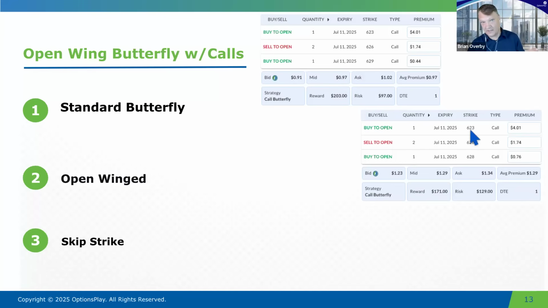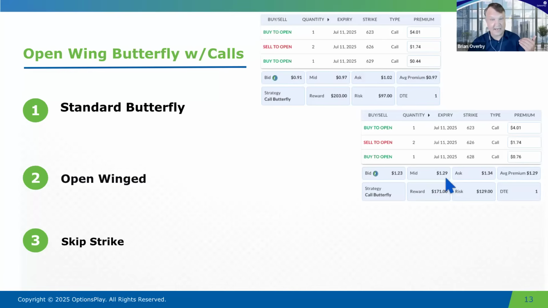And here's what all I did in this trade: I only went 1 point difference because, once again, we're in the SPY. So 623, 626, the 29, no, the 28. We pay up for that. Here's the difference in cost. This is 44 cents. Here, this is 76 cents.